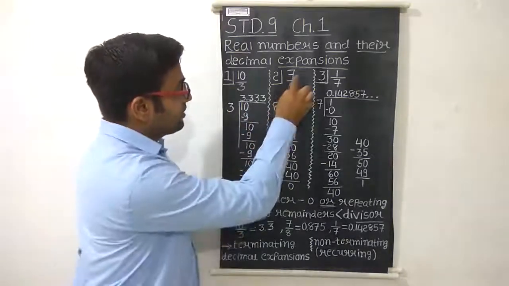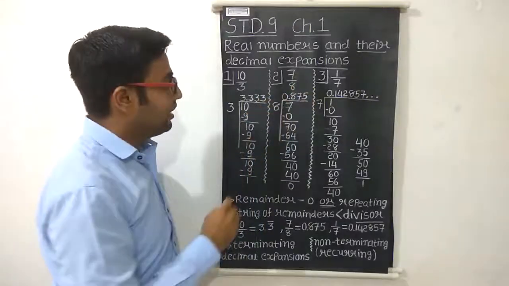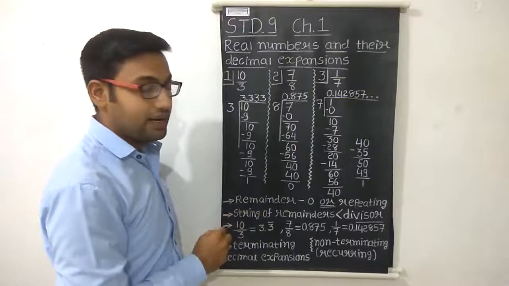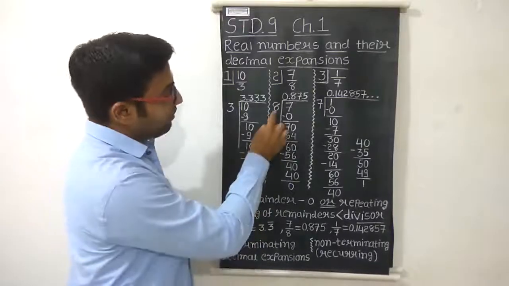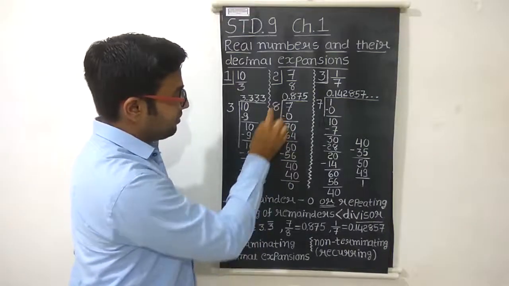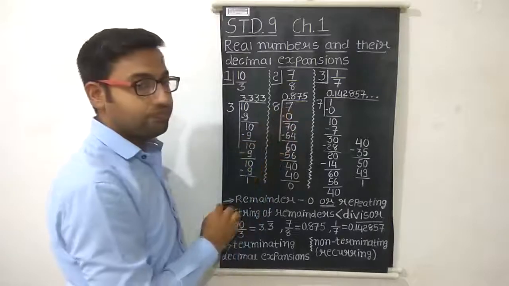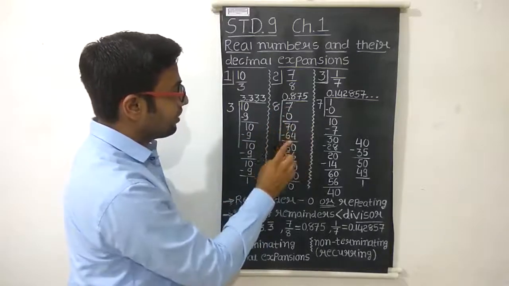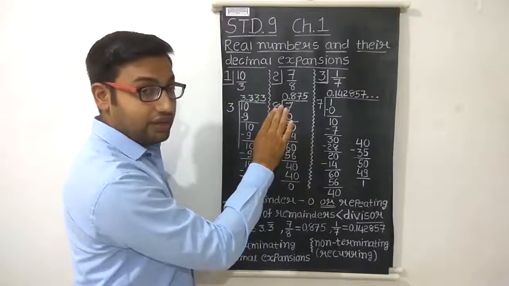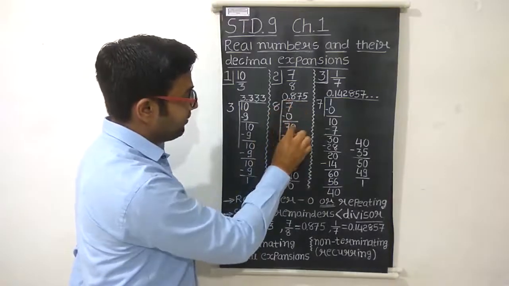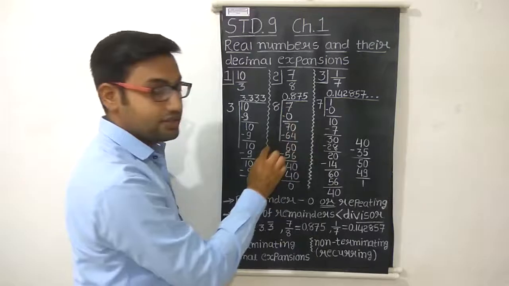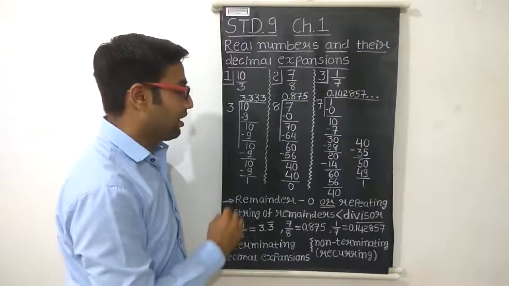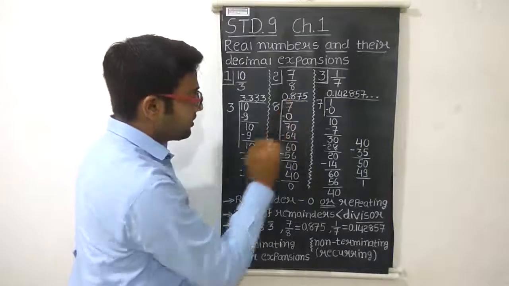The second one is 7 upon 8. If we divide 7 by 8, we know we cannot divide it directly. So first we write 0: 8 zeros are 0, and the remainder is 7. Now we take the decimal point and add a 0, so it becomes 70. Now 8 8s are 64.